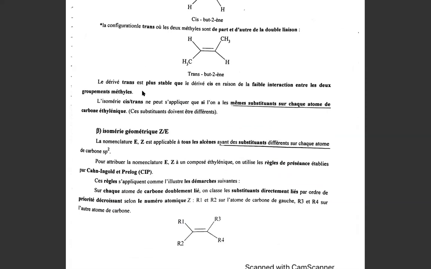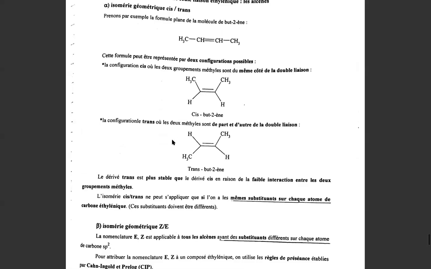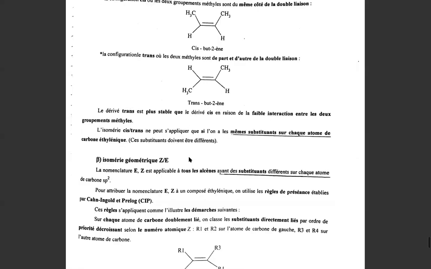Then to just summarize, le dérivé trans est plus stable que le dérivé cis en raison de la faible interaction entre les deux groupements méthyl. So, for those that will go into advanced organic chemistry, you're going to look at steric hindrance. Because of steric hindrance, this one is unstable compared to this one. I won't go as deep as steric hindrance, but for those that will go deeper in organic chemistry, there's what you call steric hindrance.